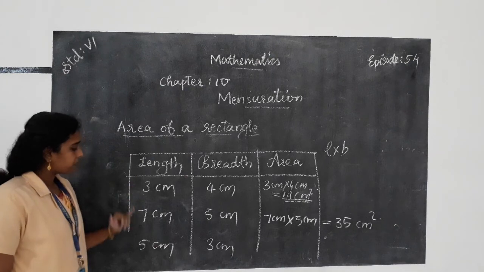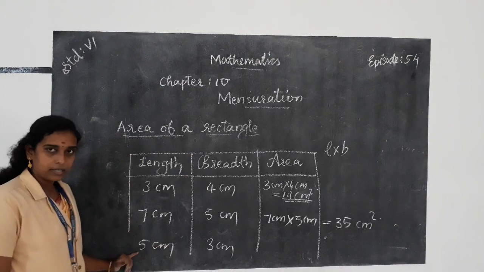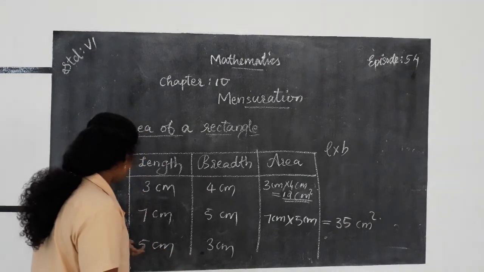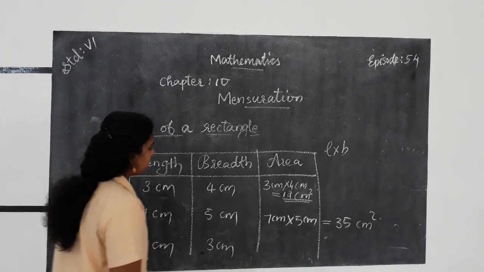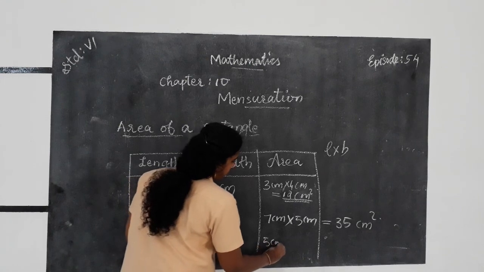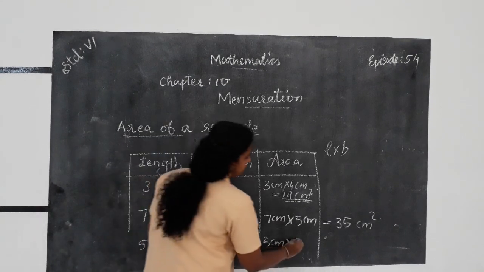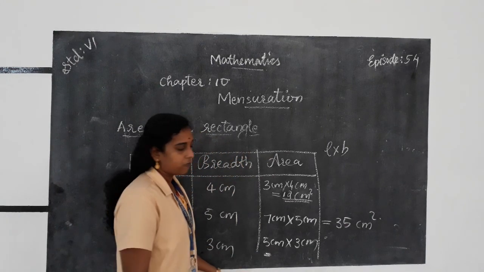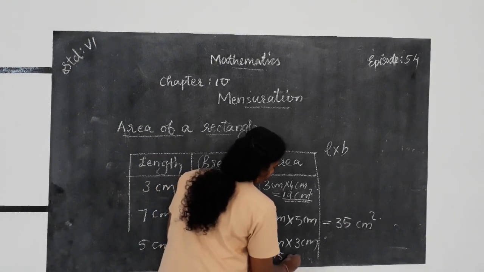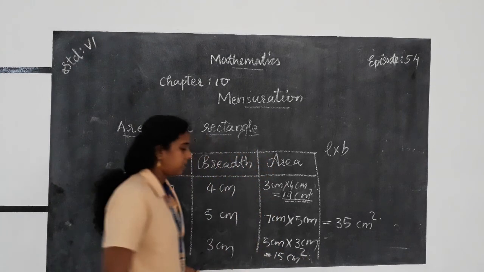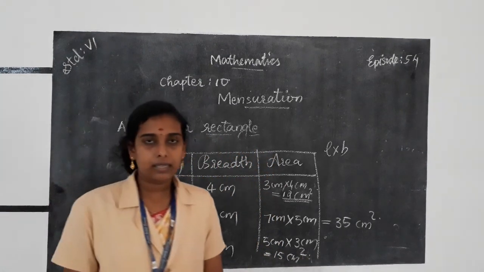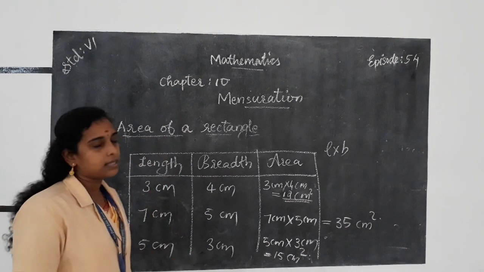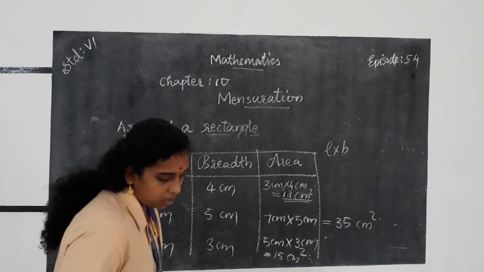The last is, the length of the rectangle is 5 centimeter and the breadth of the given rectangle is 3 centimeter. So the area of the given rectangle is 5 centimeter into 3 centimeter. That's equal to 5 threes are 15 square centimeter. 15 square centimeter is the area of the rectangle having 5 centimeter length and 3 centimeter breadth.